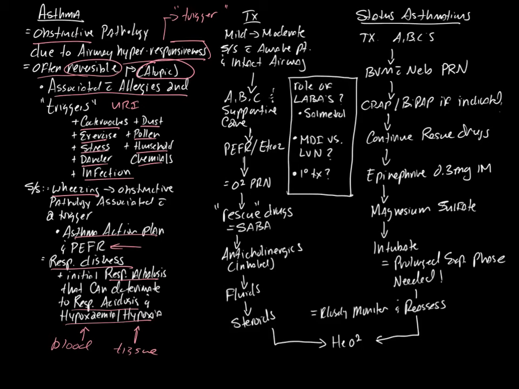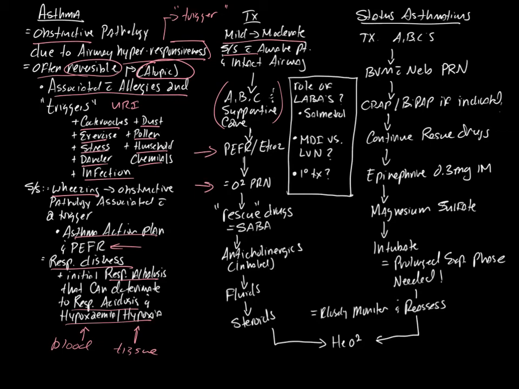Okay, so how do we treat asthma? Well, let's start with mild to moderate signs and symptoms. ABCs. You guys good with that? ABC, supportive care. Should they be on the monitor? Yeah, anybody with any respiratory complaint should be on the monitor. Get their peak flow. Get them going on waveform capnography, right? We want to measure that. We want to look at their waveform. Give them oxygen if they need it.